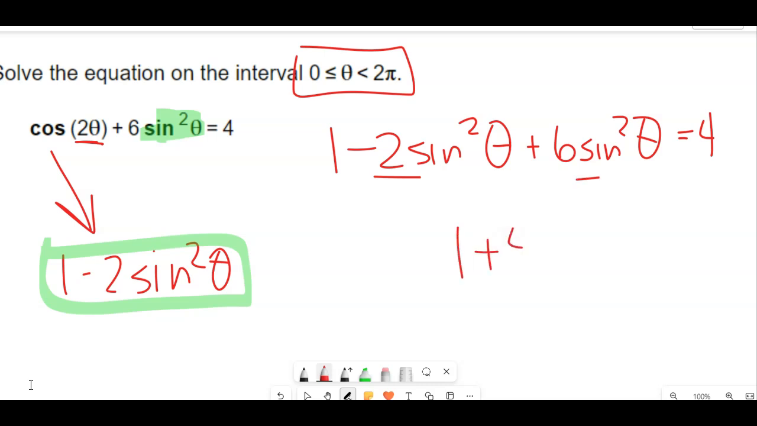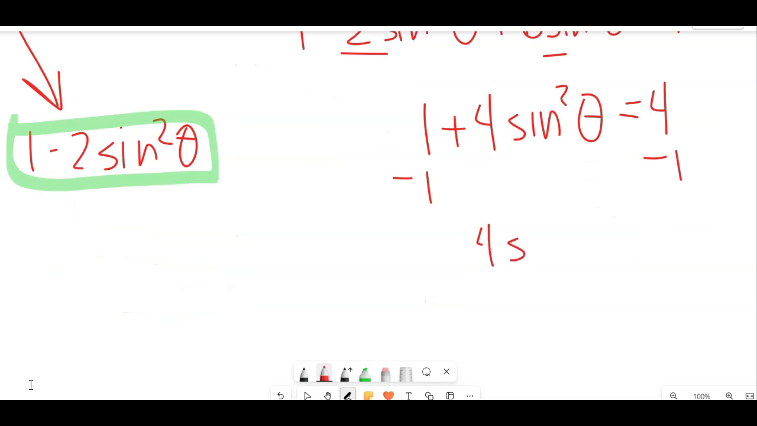So this is 1 plus 4 sine squared theta equals 4. All right, I'm going to isolate the sine squared. I'm going to subtract 1 from both sides. So now I have 4 sine squared theta equals 3. Dividing both sides by 4 would give me sine squared theta equals 3/4.